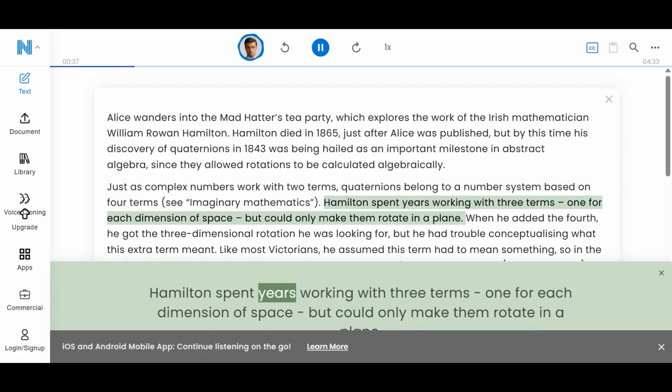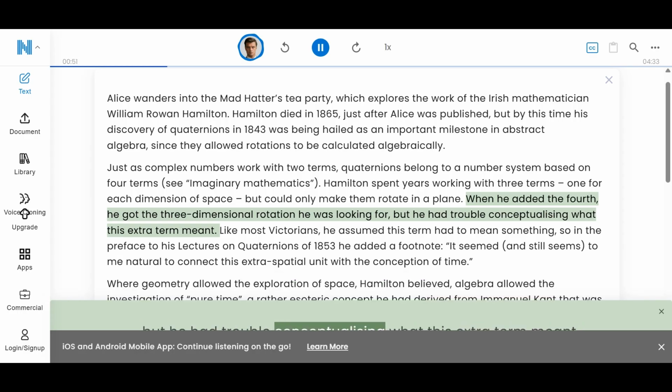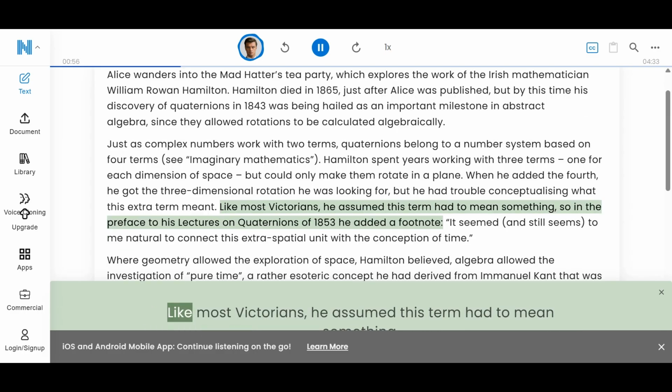Hamilton spent years working with three terms, one for each dimension of space, but could only make them rotate in a plane. When he added the fourth, he got the three-dimensional rotation he was looking for, but he had trouble conceptualizing what this extra term meant. Like most Victorians, he assumed this term had to mean something. So in the preface to his lectures on quaternions of 1853, he added a footnote.